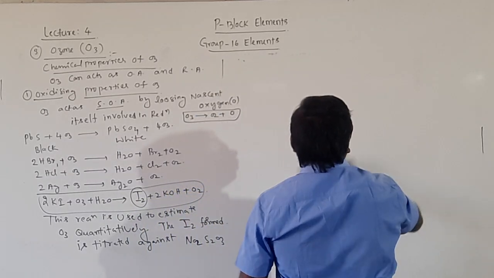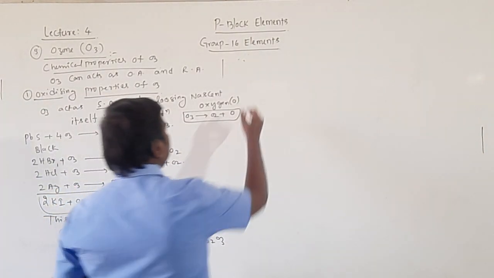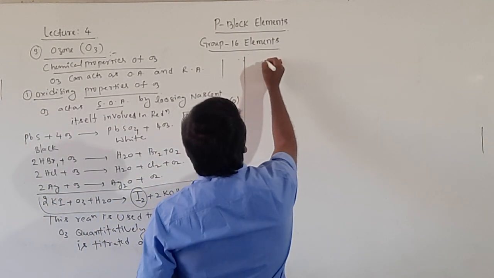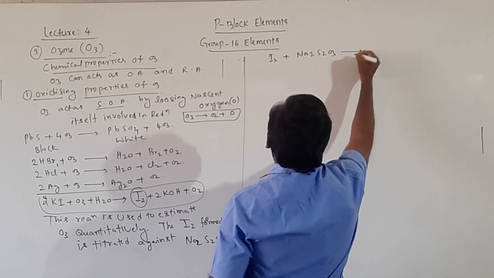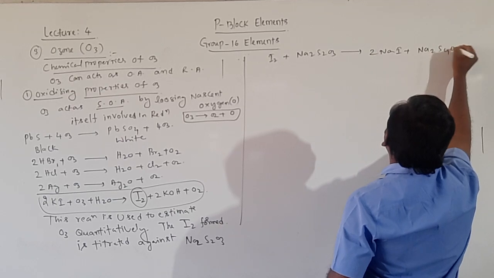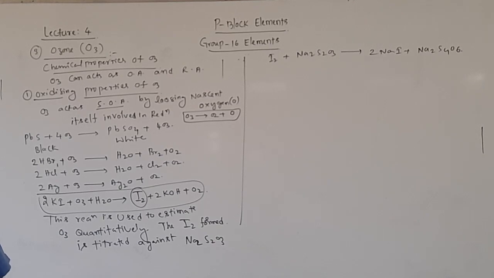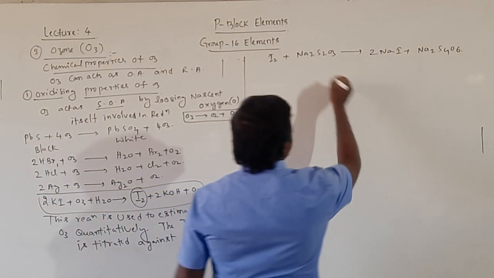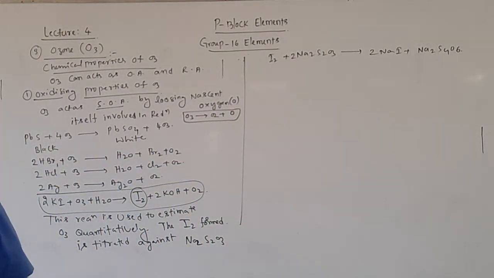How do we estimate that? Check it, students. I2 plus 2Na2S2O3 gives 2NaI plus Na2S4O6. It will be formed actually. Getting all of you? So these are which properties, students? Oxidizing or reducing properties? Oxidizing properties.